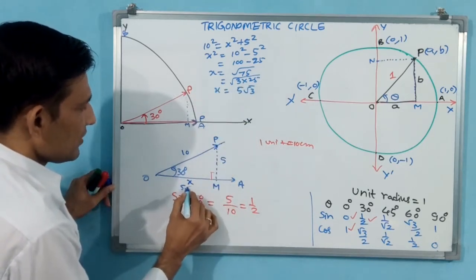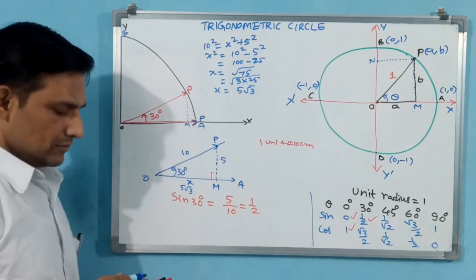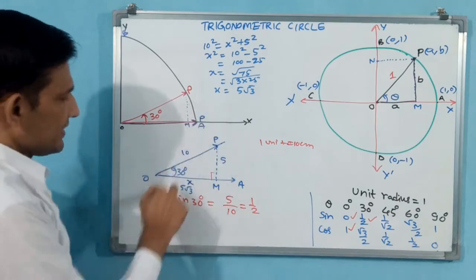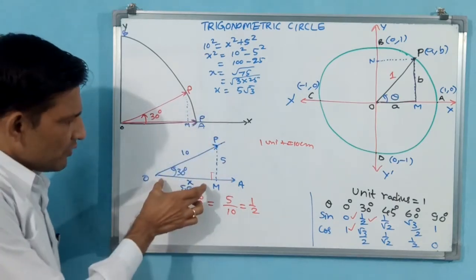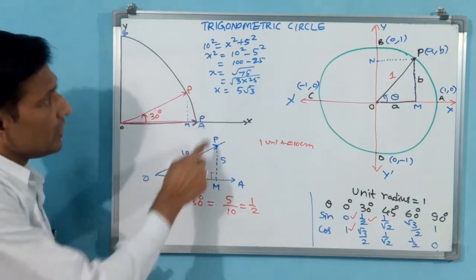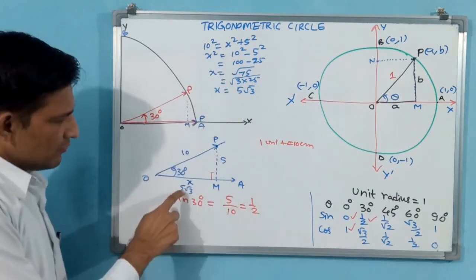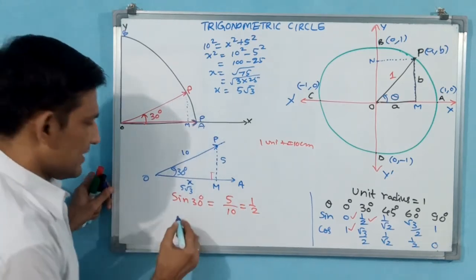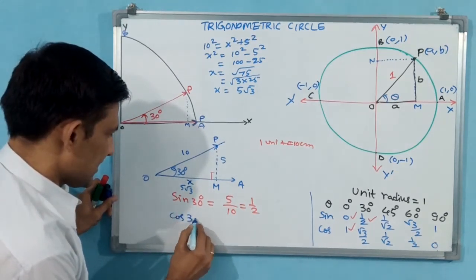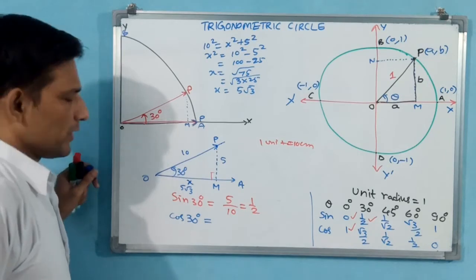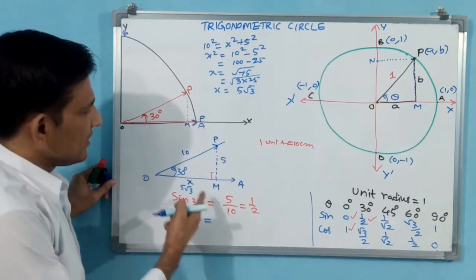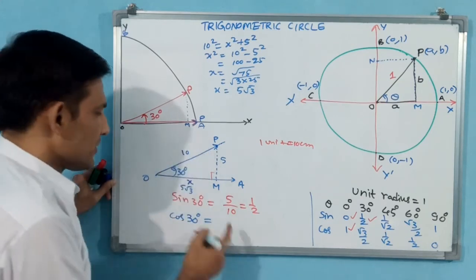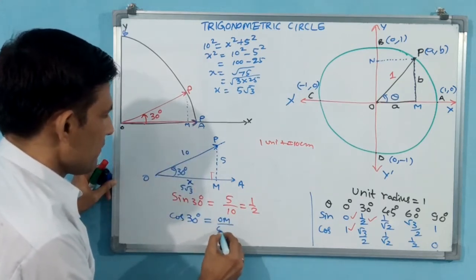5 root 3 we can draw. X has come 5 root 3. See, even without scaling, by this formula, the Pythagoras theorem, you can find this. Now what do you do? You write cos 30. Cos 30 is equal to adjacent side by hypotenuse, that means OM by OP.